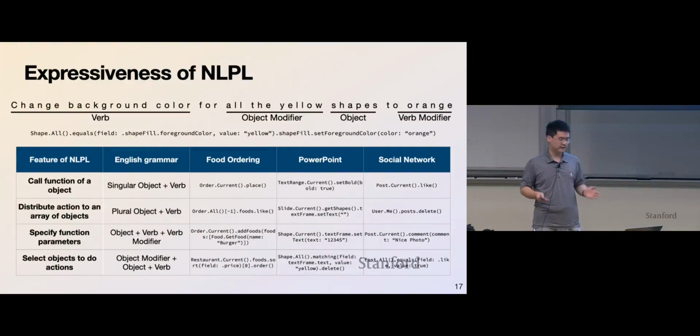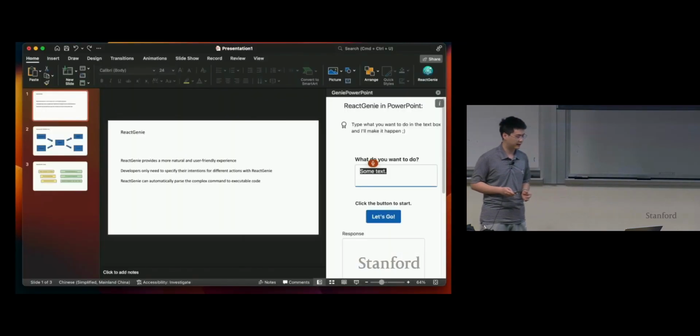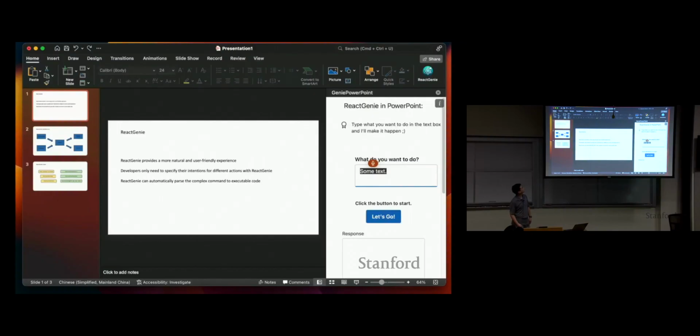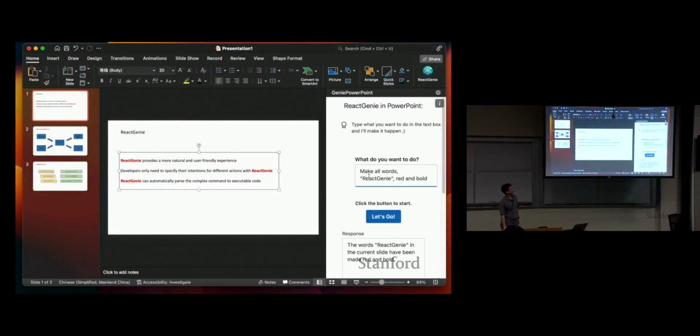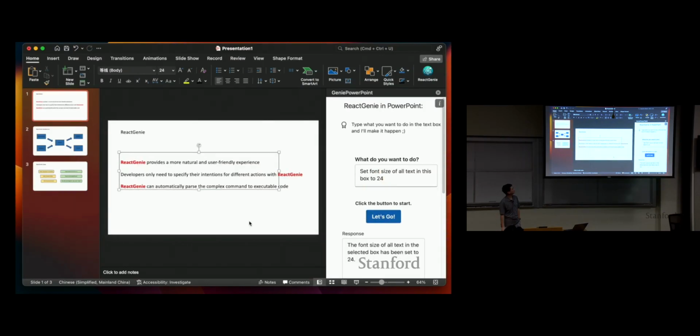And all of the examples I've shown before about PowerPoint are actually real. So here's a demo for that. Make all words React Genie red and bold. This is the first example I've shown before. Much better. And let's increase the font size a little bit. By the way, there's a lot of voice recognition errors, which is why I said: make the font size of all text in this box 24. It looks much better.